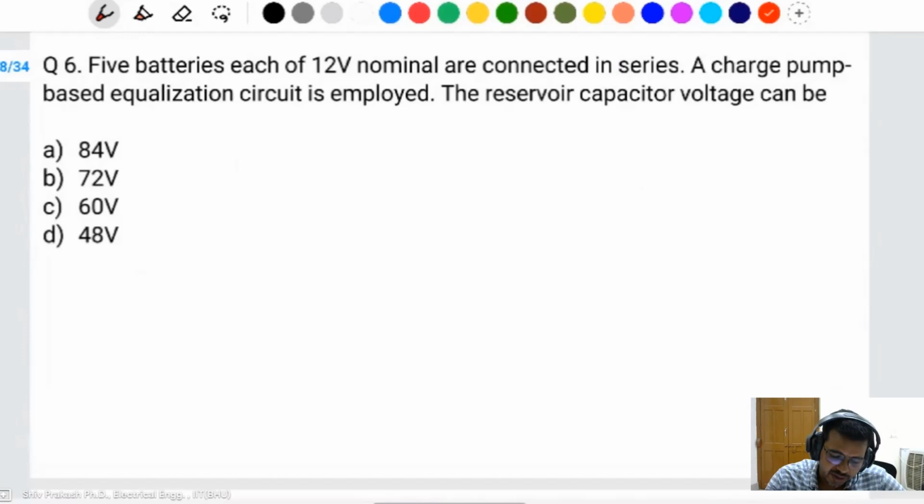Five batteries, each of the 12 volt nominal, are connected in series. A charge pump based equalization circuit is employed. The reservoir capacitor voltage can be.